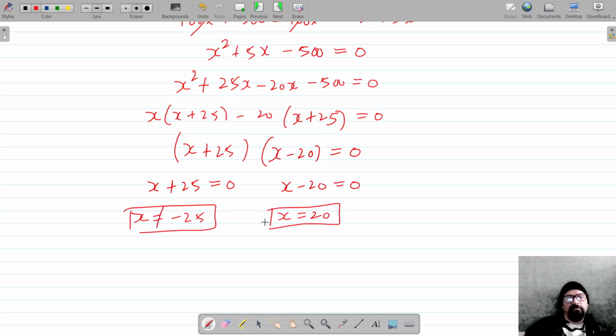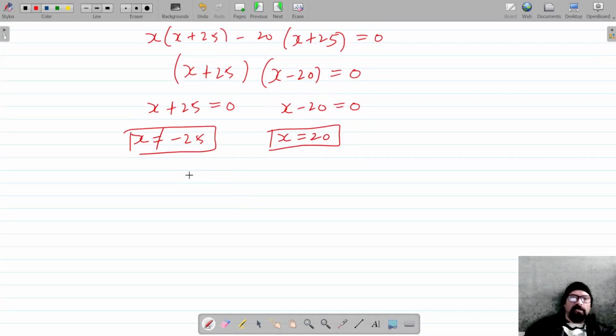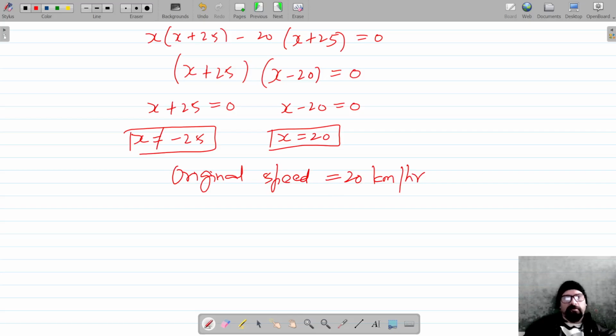Speed cannot be negative, so this is rejected, and the original speed is equal to 20 kilometer per hour. Okay, which is 20 kilometer per hour. Moving on to the third part.